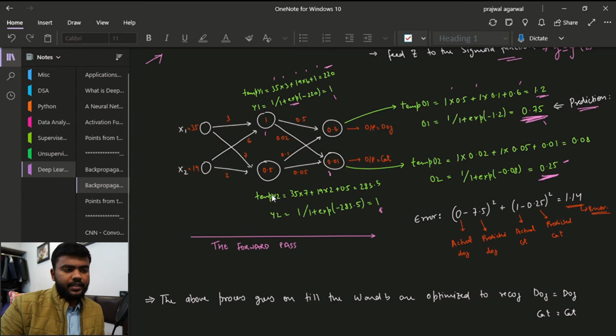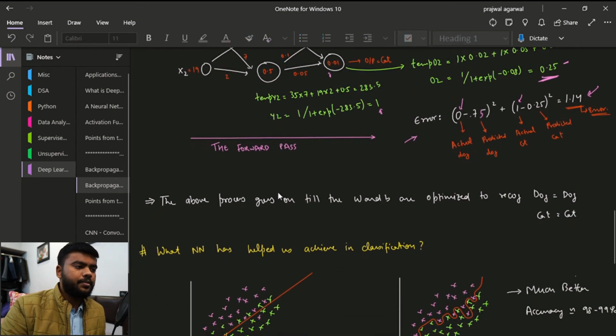So the error that we calculate is: the probability of output 1 should have been 0, and we have 0.75, so (0.75) whole square, plus (1 minus 0.25) whole square, because the probability of output 2 should have been 1. And then we calculate the error, and the error that we have is 1.14. Now the above process goes on till the W and B are optimized to recognize dog and cat.